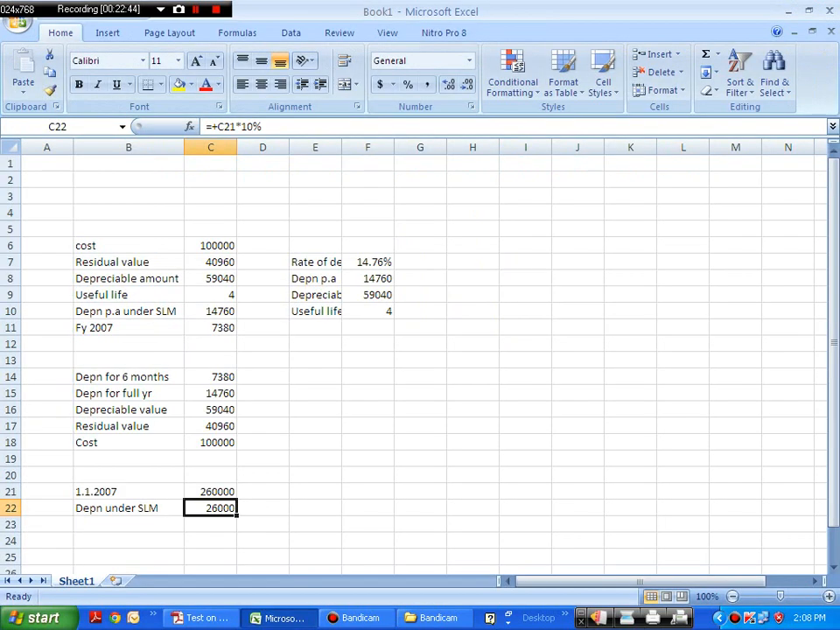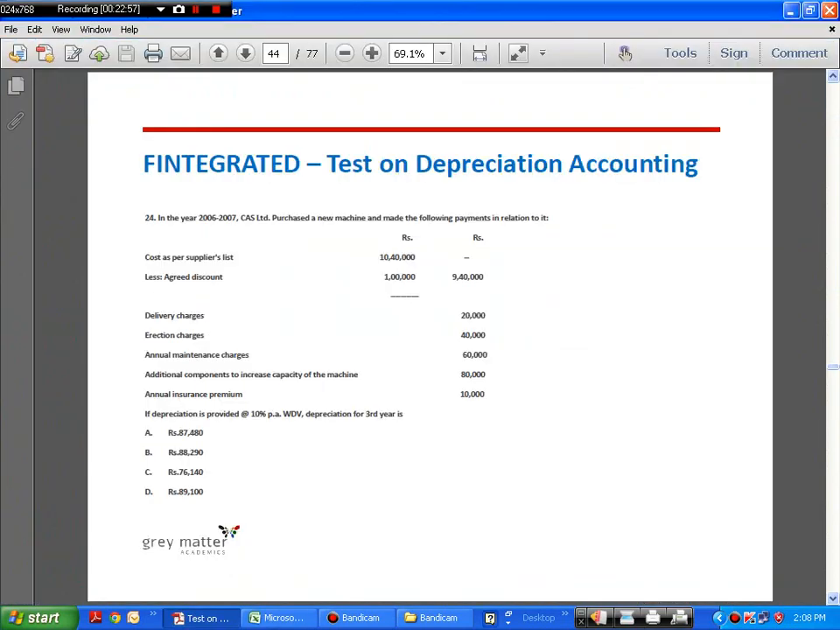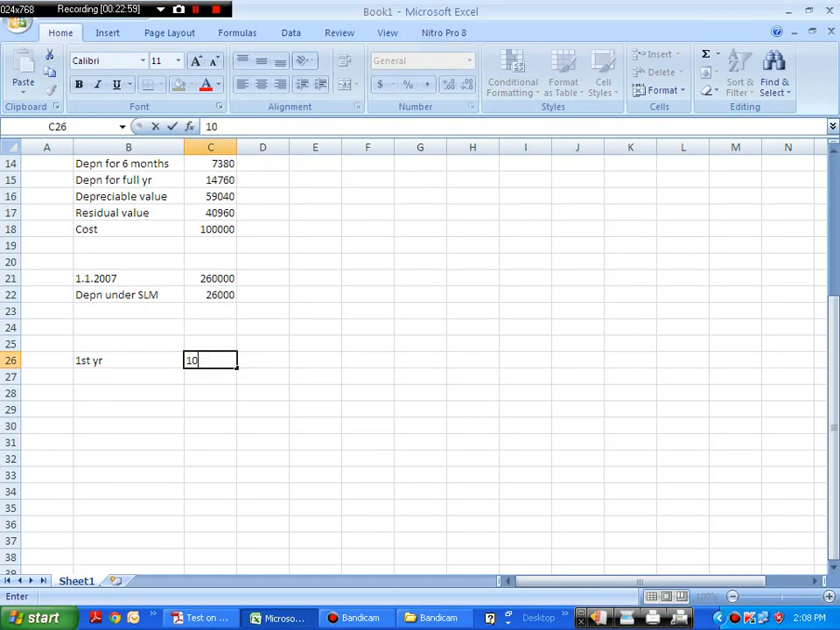Next is, if the depreciation is provided at 10% per annum WDV, what is the depreciation for the third year? Okay, so at the beginning of the first year, the cost of the asset is 10,80,000, and the depreciation charge will be this into 10%, and the WDV at the end of the year will be 9,72,000 rupees.